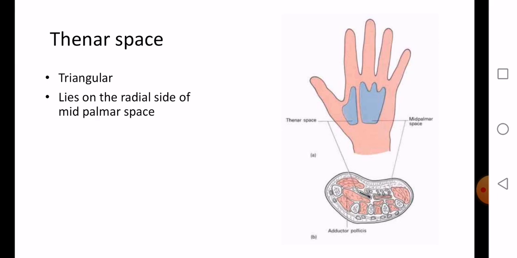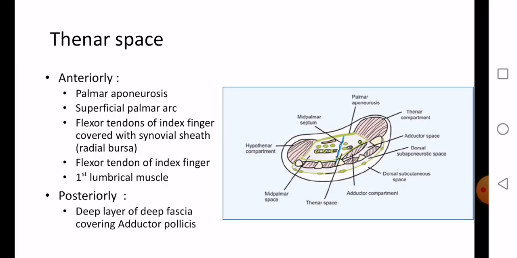Thenar space. In this diagram, you can see the mid-palmar space, and next to it you have the thenar space. The thenar space is triangular and lies on the radial side of the mid-palmar space. Anteriorly, again, look at the diagram and tell. You have anteriorly the palmar aponeurosis, the superficial palmar arch. It's not arc, I misspelled it, it is arch. Flexor tendons of the index finger covered with synovial sheath, that is the radial bursa.